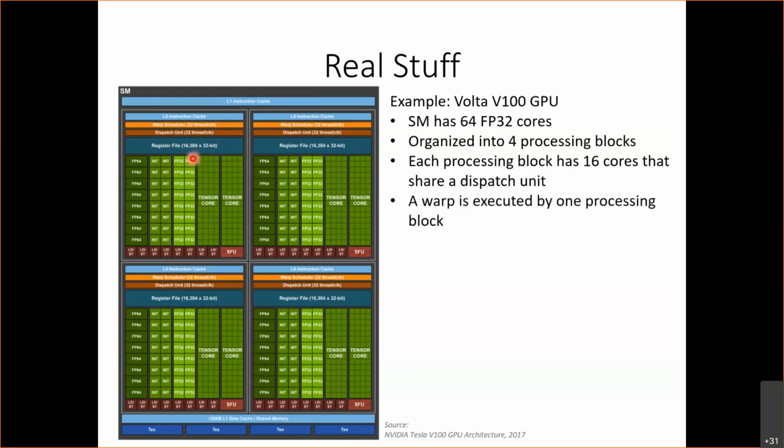Okay, so this is in more detail what the architecture of an SM looks like. And by the way, this varies across architectures. So for example, the Pascal architecture also had 64 cores per SM, but those 64 cores were divided into 2 processing blocks, and each processing block had 32 cores. So different architectures have different configurations. This is the configuration of the Volta architecture.